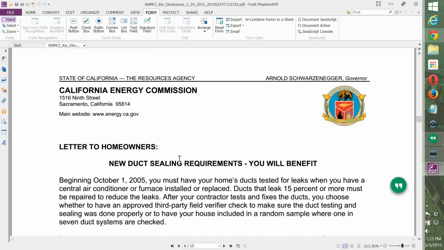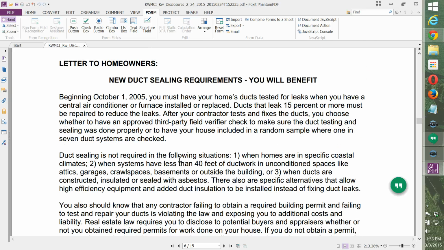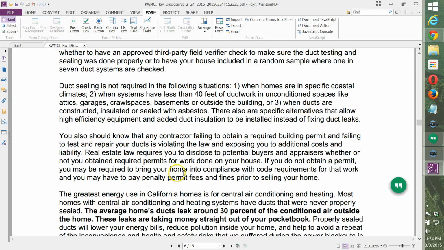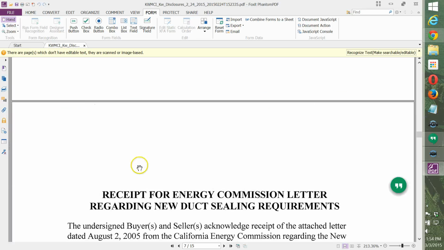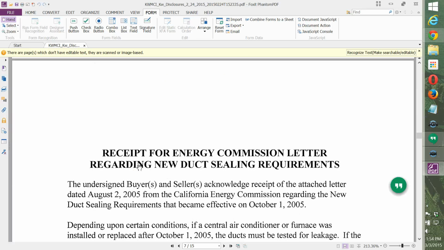This form basically talks about duct sealing requirements. It's a letter to homeowners. This is also included in some of the natural hazard disclosures. I wouldn't trip about the fact that with some of these we're going to end up with a couple of copies. Sometimes that's done to make sure we have one. And it's a lot easier for Lindsay to get all of this back as one group.